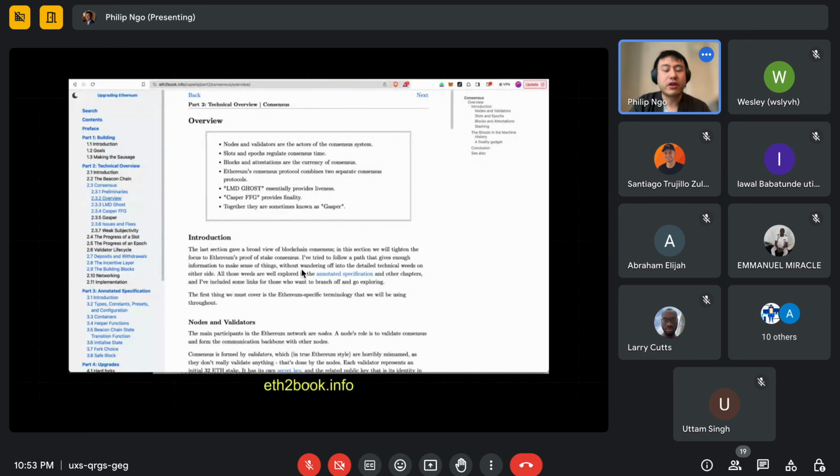So if you're ever interested in learning more about Ethereum protocol development, this book at eth2book.info is maintained by a previous core dev over at Teku. And it explains everything in technical terms. It's still a work in progress, but it'll give you a good start to understanding some of the blockchain primitives of what allows Ethereum to function at its current state as a proof of stake system.